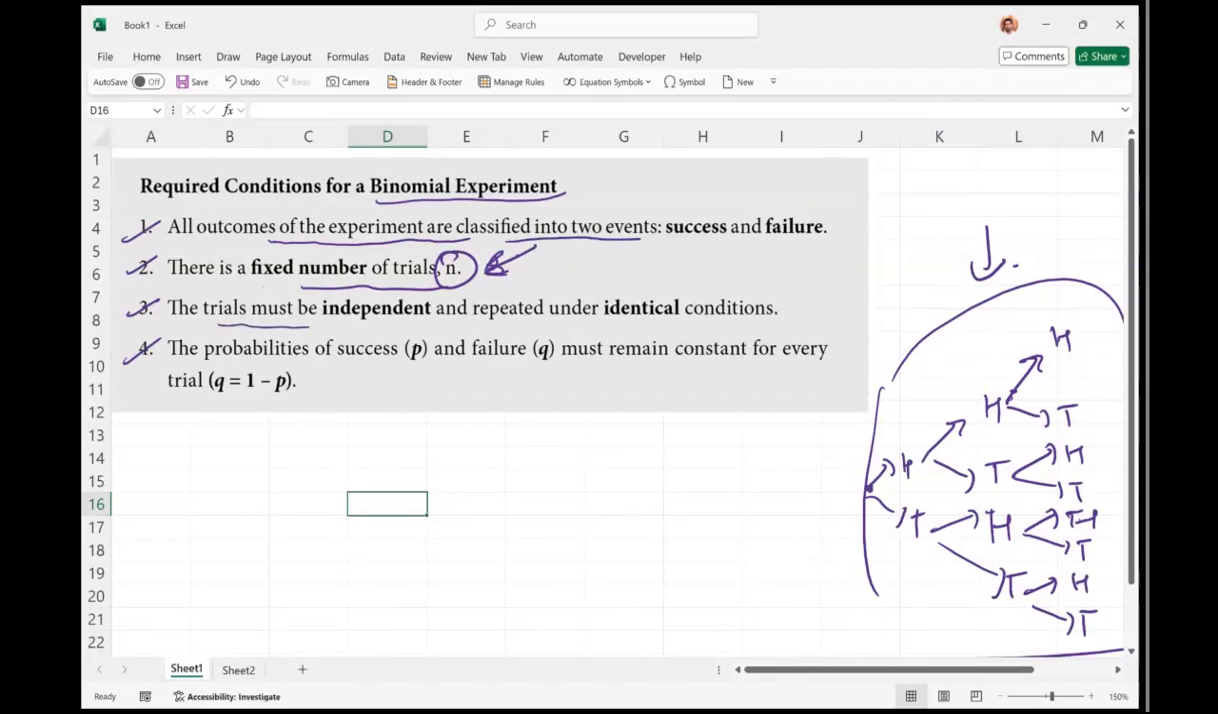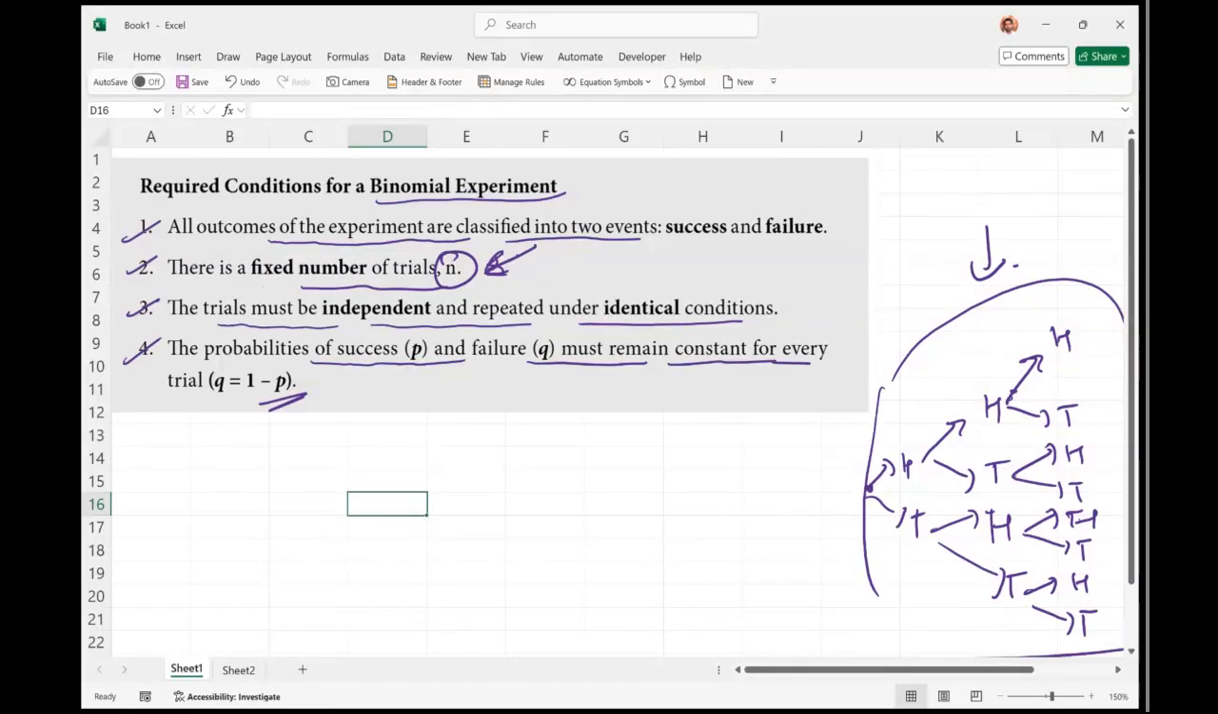And then the third one is the trials must be independent and repeated under identical conditions. So whatever condition you applied to the first trial, the same conditions should be applied to the second trial, and the probability of getting the output should remain exactly the same, which leads to the fourth point: the probability of success and failure must remain constant throughout.